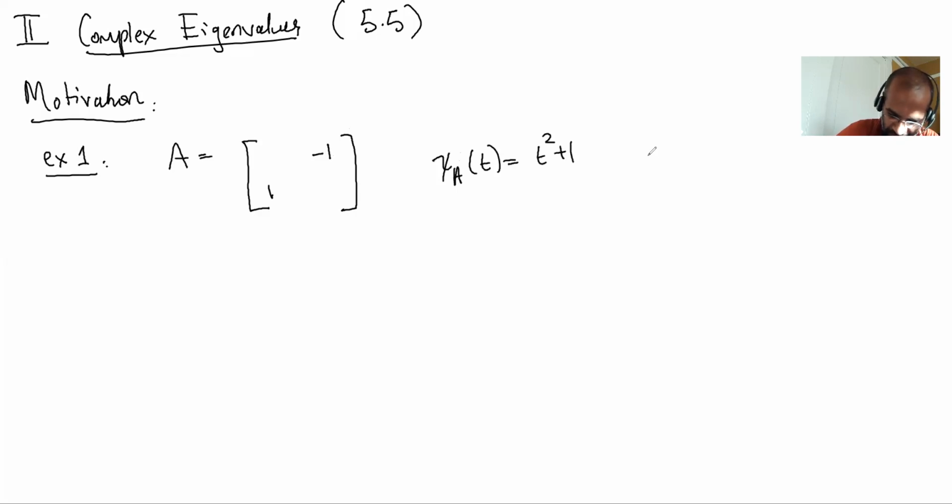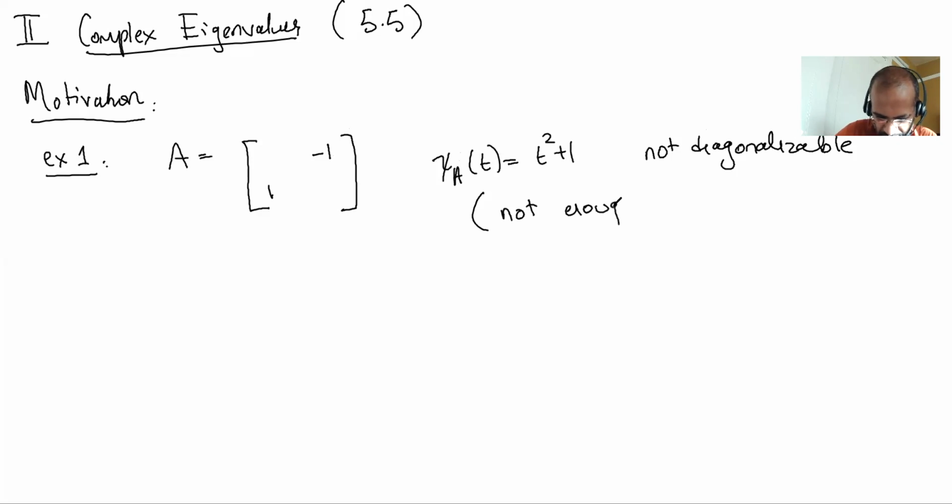This is not diagonalizable because there are no eigenvalues. So let's say not enough eigenvalues. Forget about eigenvectors. You don't even have enough eigenvalues. You don't have any eigenvalues.